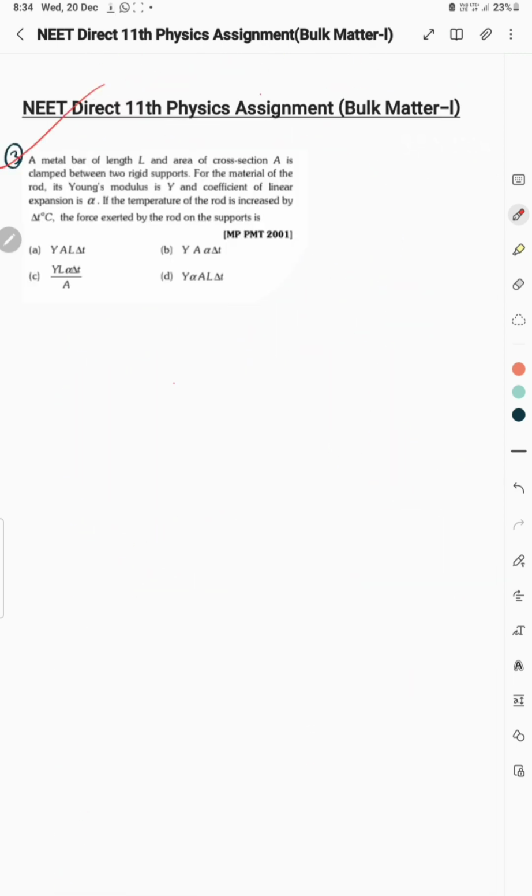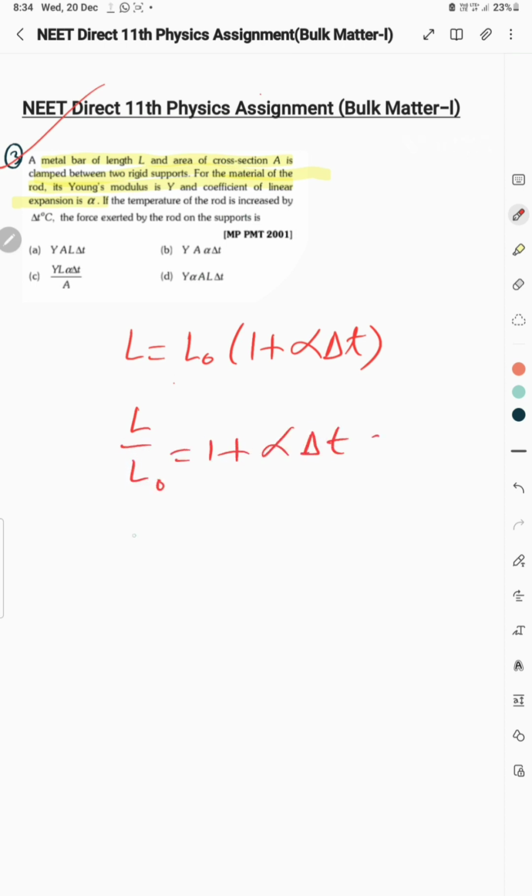Okay, now let's move on to question third. A metal bar of length L and area of cross section A is clamped between two rigid supports. For the material of the rod, the Young's modulus is Y and the coefficient of linear expansion is alpha. Well, coefficient of linear expansion means if you heat the wire, L equals L naught into 1 plus alpha delta T, which is the standard formula for linear expansion. Remember this. Now it means L by L naught is 1 plus alpha delta T. So I further simplify it.